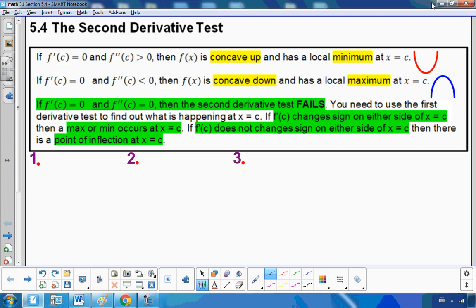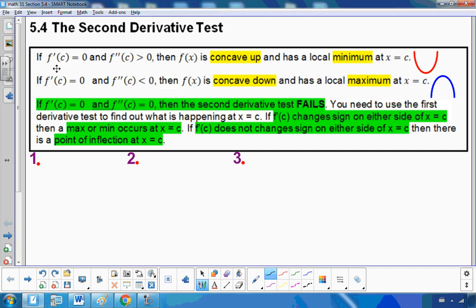You'll remember the second derivative that we did in the last lesson was used to find intervals of concavity. In this one, we're not going to use the intervals of concavity. We're going to find the first derivative and the critical values that make the first derivative equal to 0, and then substitute them into the second derivative just to see if they're positive or negative. So 3 different things can happen.